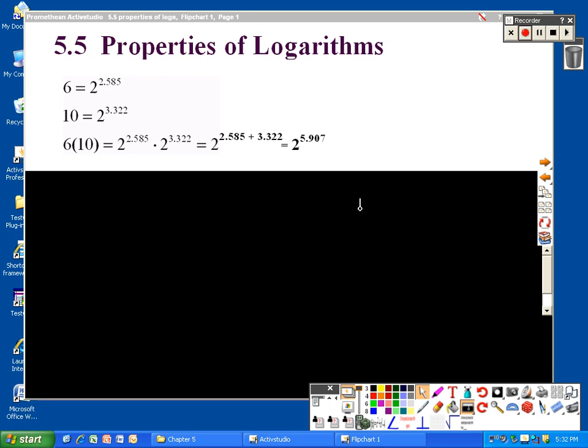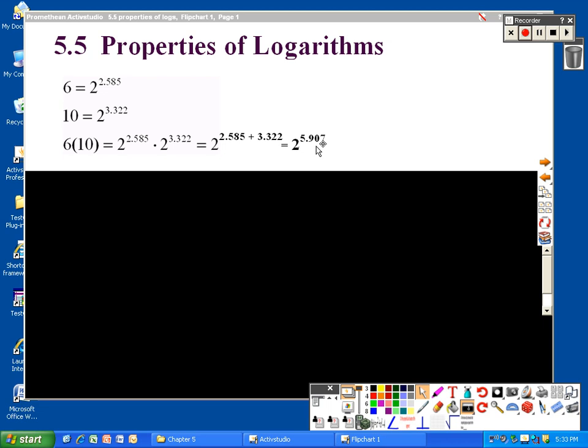We know we would get 60, but using our exponents and logs, we could take 2 to the 2.585 times 2 to the 3.322. And if you recall your power rules, that meant that we would then add the powers. So that becomes 2 to the 5.907. And if you put that in your calculator, you should get 60.